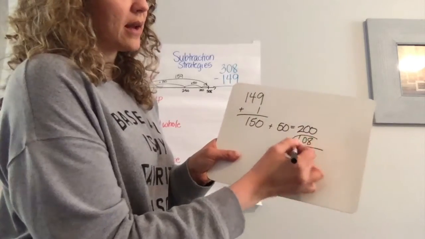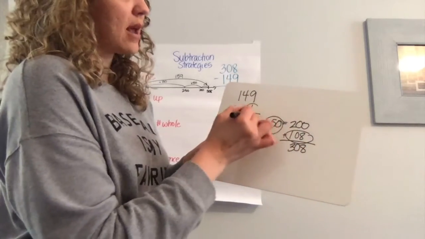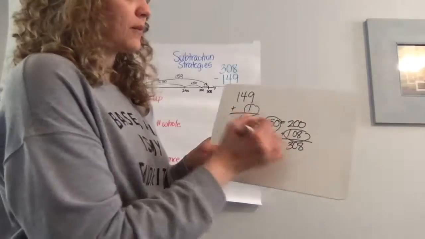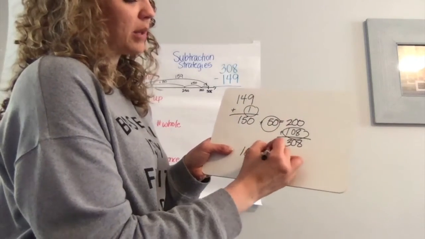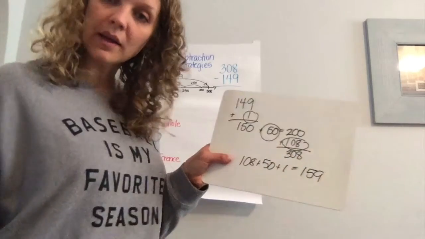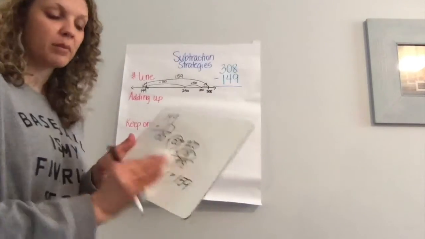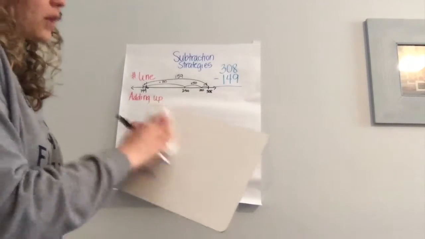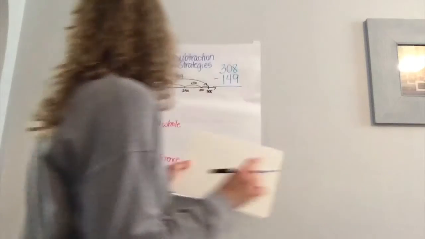Okay, so we added 108, we added 50, and we added 1. So 108 plus 50 plus 1 equals 159. So there's adding up. So starting at the smaller number, stopping at the larger number. Okay. So that's the adding up.